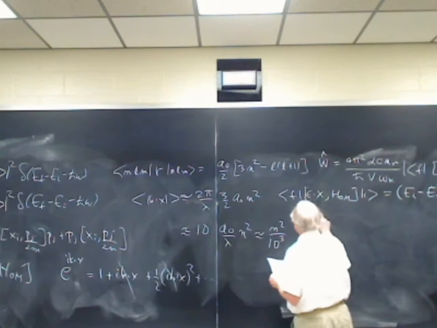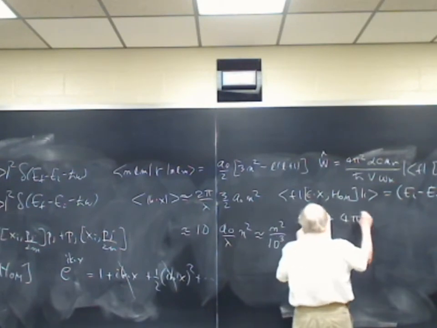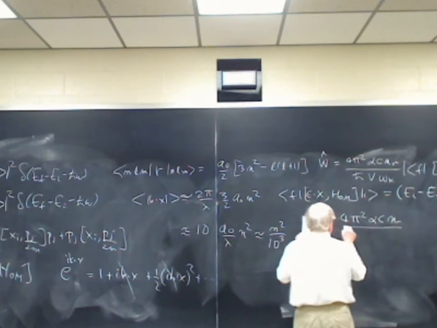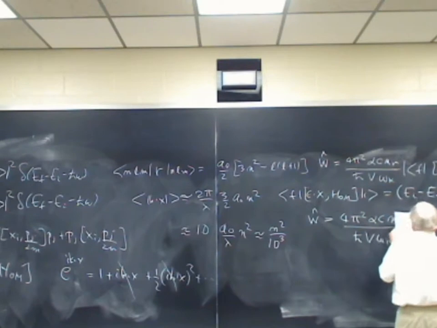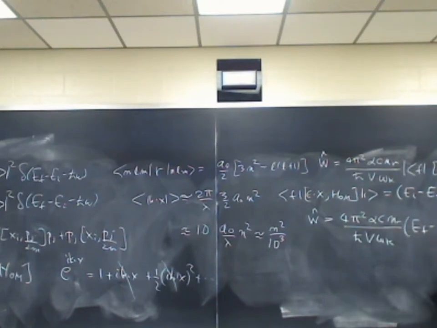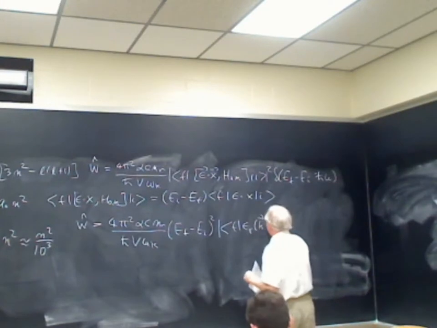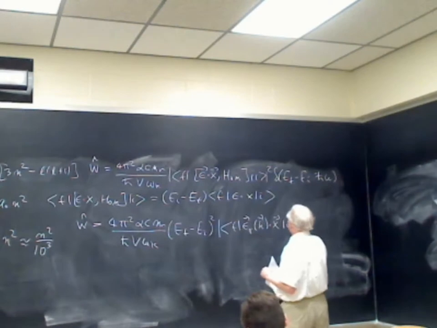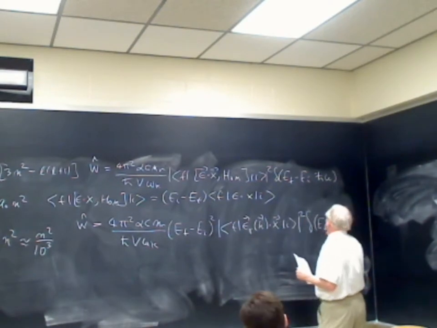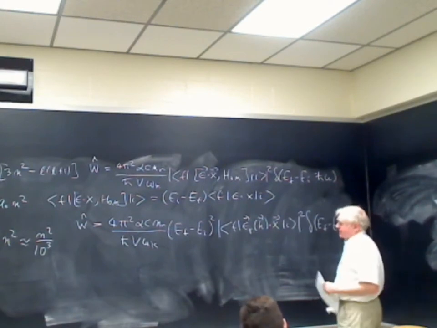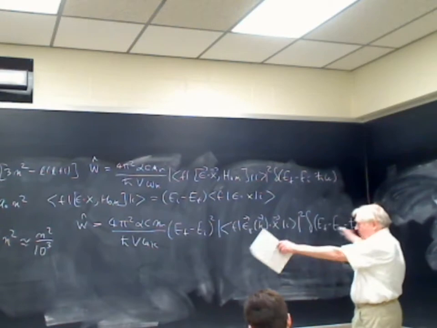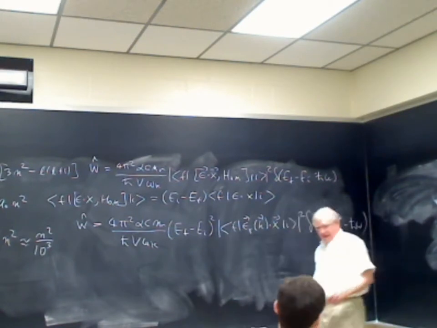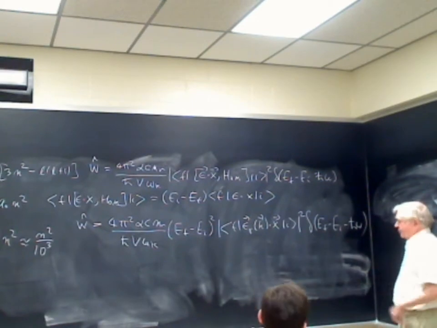So what we've got then is that this transition rate is 4 pi squared alpha c n sub r over h bar V omega k, times EF minus EI squared, times the matrix element f epsilon dot x i squared. We've got it somewhat simplified now. Okay, so that's our expression for the transition rate. And so it's all finished except for computing this matrix element and multiplying by a density of final states and summing over final states.